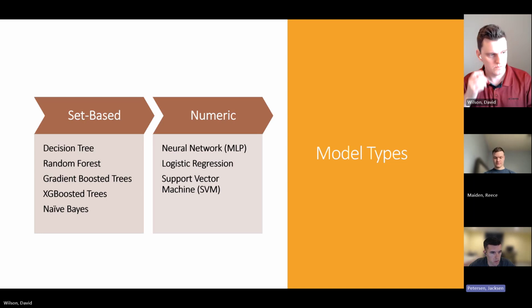Moving into the models, we used 8 models. 5 of them were set-based, and 3 of them were numeric.